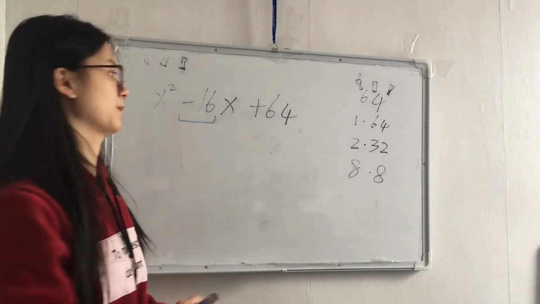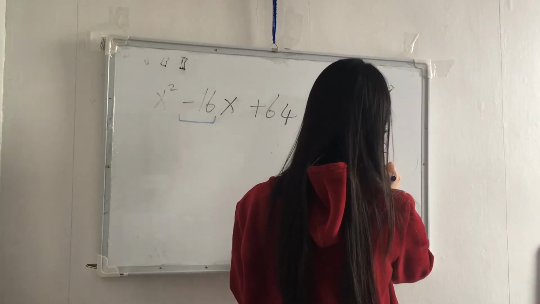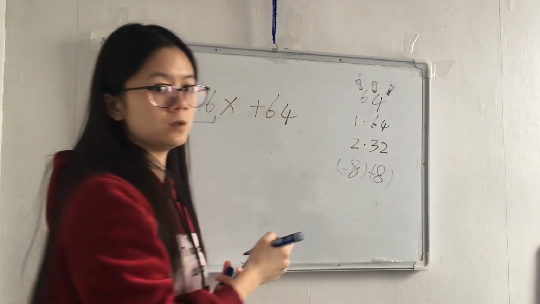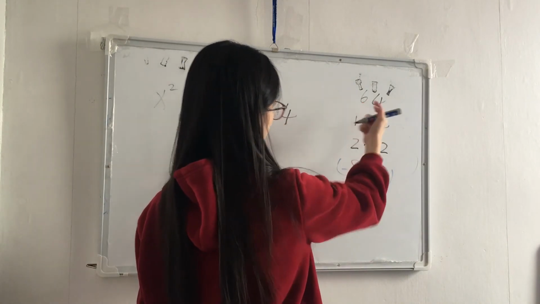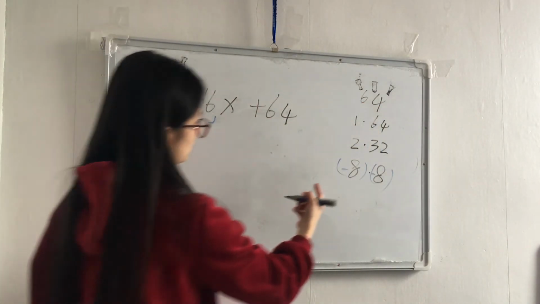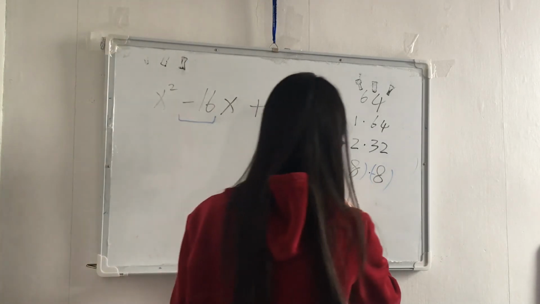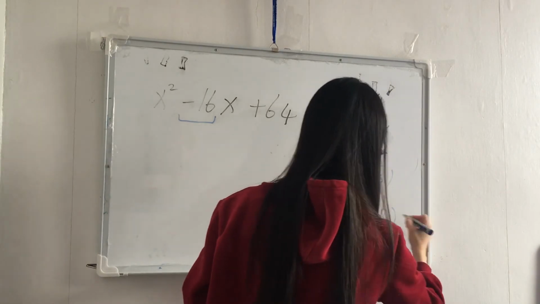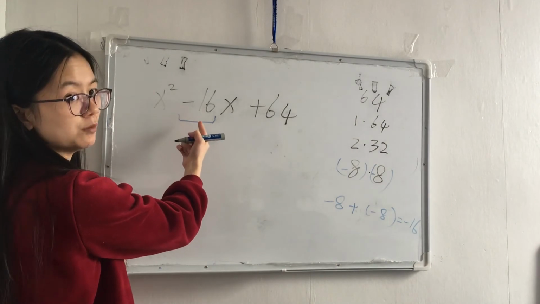So what we do, we add a negative sign here. It's negative 8 times negative 8 equal to 64. Yes, because negative, negative, positive. So a times a is 64. And we also know negative a plus negative a is negative 16. This gives us negative 16. This is our b term.